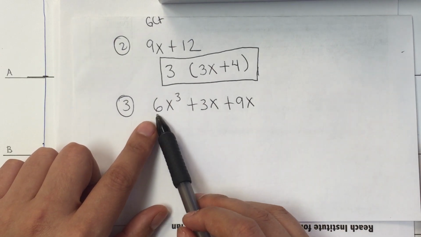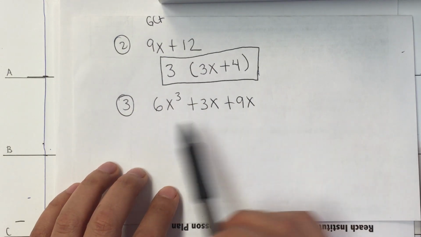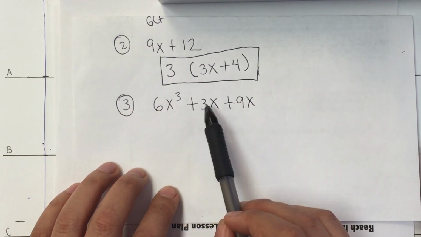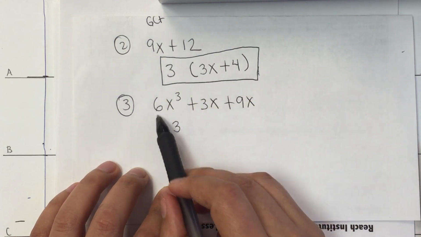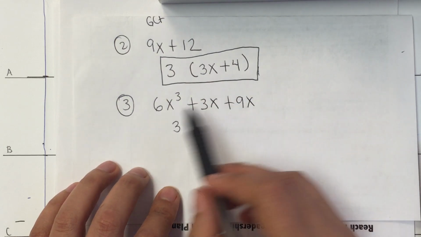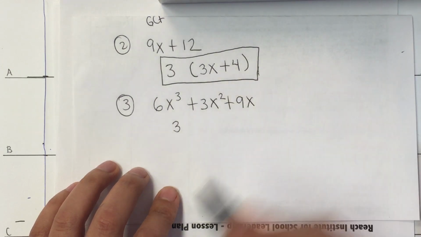The first thing we see is: what is the greatest number that can go into all three, which is 6, the 3, and the 9? Well, we can see that 3 goes into all of them, and that's the biggest number that can go into all of them. We also notice, oh sorry, I'm missing a square in here.